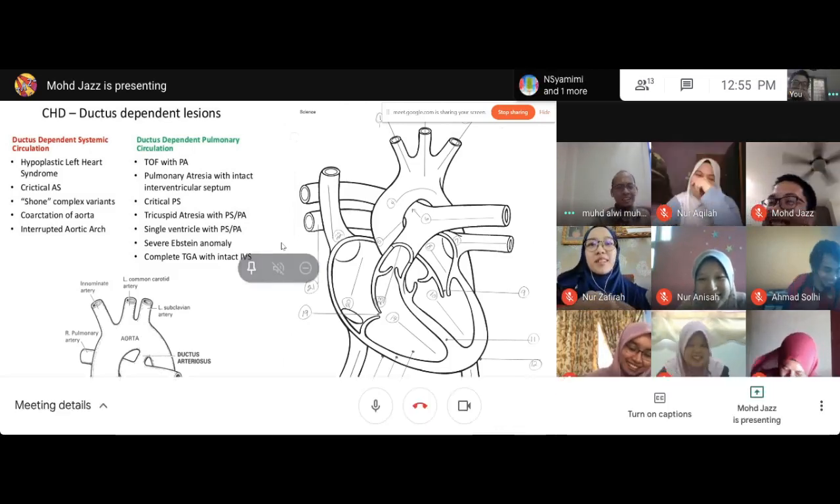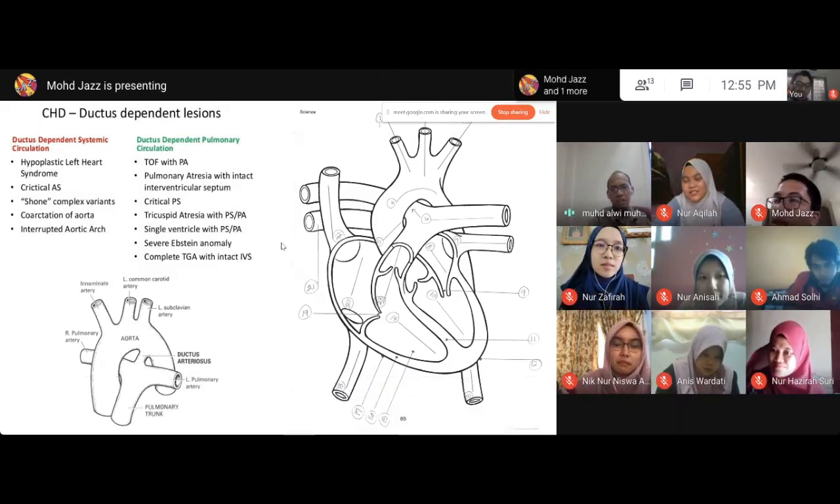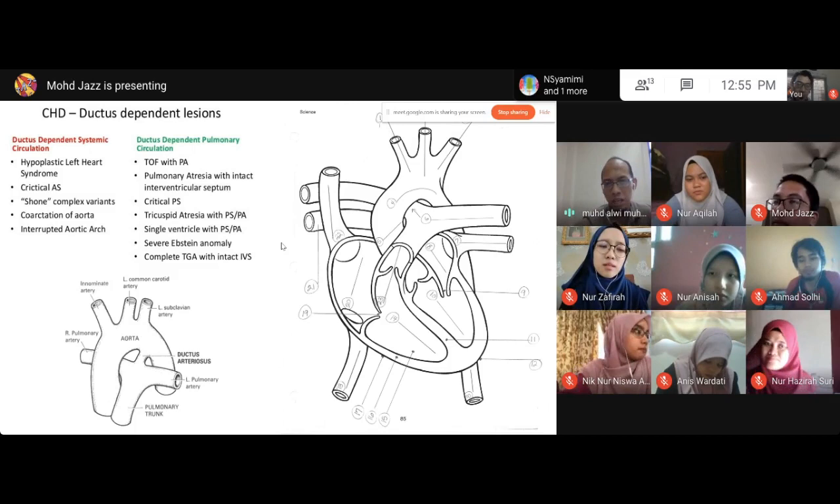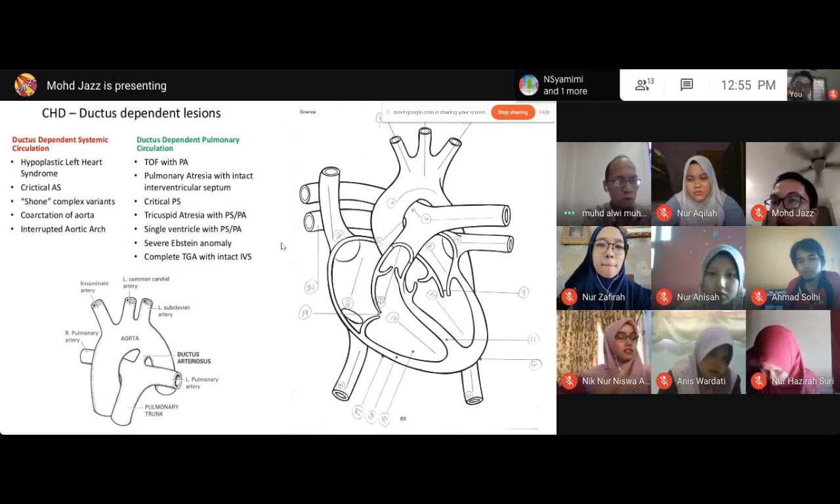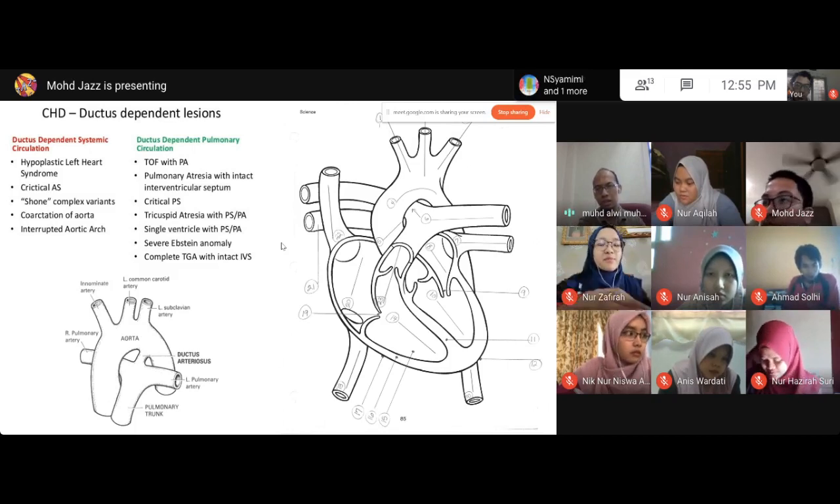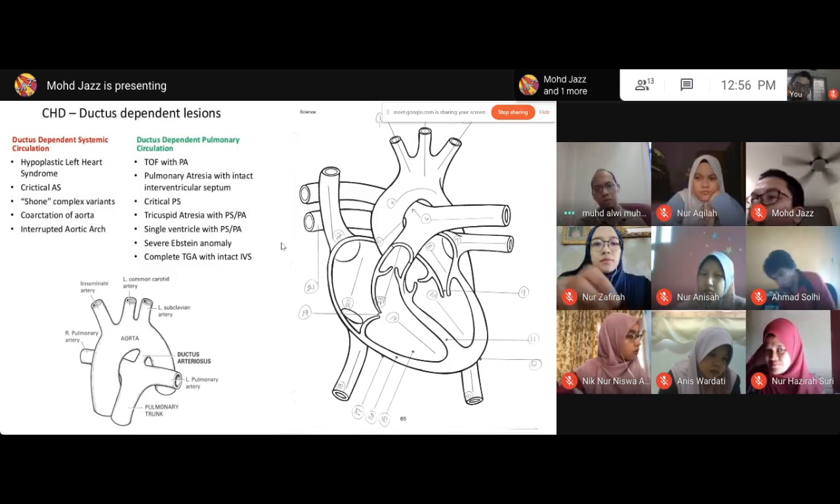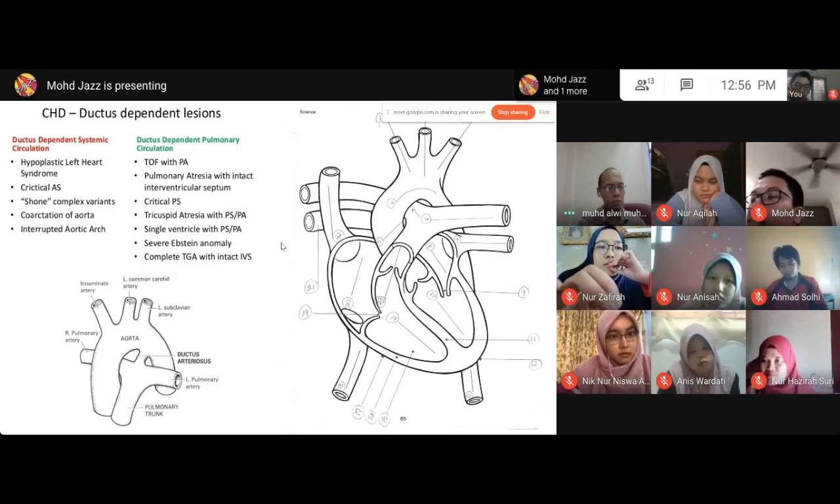Okay. Ductal dependence means depending on the ductus arteriosus, which means this baby, without corrective surgery, has to undergo a palliative intervention to keep the patency of the PDA. So for any of these lesions with ductal dependence, if you didn't create a shunt, a left to right shunt, not a right side shunt like PFO or ASD, but a left to right shunt like PDA, then they will not survive. So ductal dependence is dependent on the PDA.